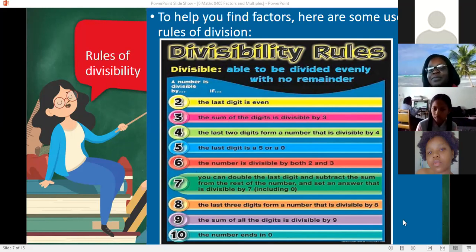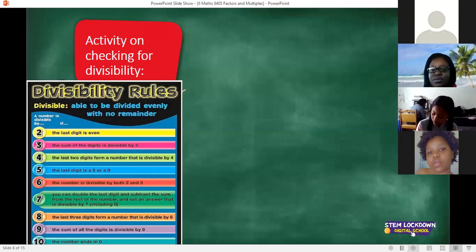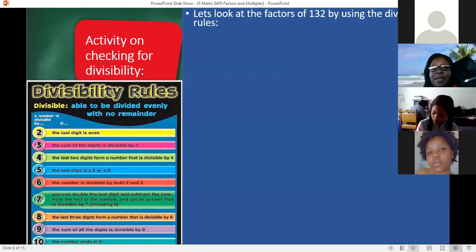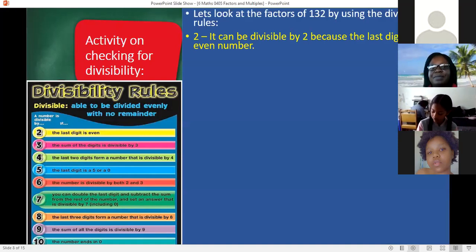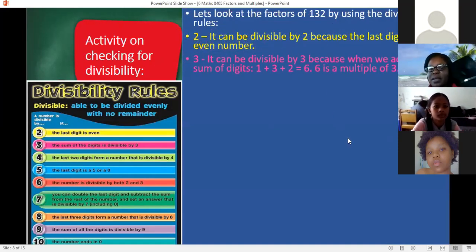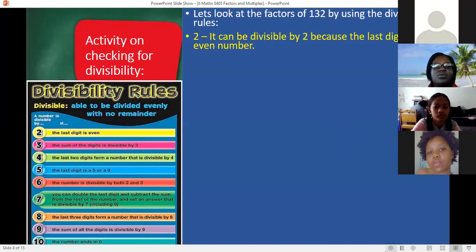Okay, I'll go through this. Let's actually look at a number so that I don't lose you. Let's look at factors of 132. So I gave you a number there. Let's go back. All right. So we check for us to get the factors. This is another way of doing it. I think finding the factor pairs is the easiest, so you can use that one or you can use this one, but you just have to know the rules of divisibility.